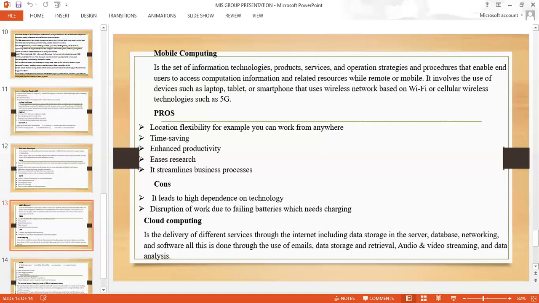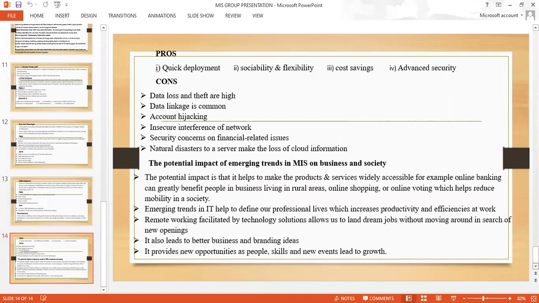Cloud computing. Cloud computing is the delivery of different services through the internet, including data storage, servers, databases, networking, emails, audio and video streaming, and data analysis. Pros: quick deployment, scalability and flexibility. It's cost saving, it doesn't need a lot of money to inject. Advanced security. The security is good because it is developed using passwords. Cons: data loss is a linkage of the information.